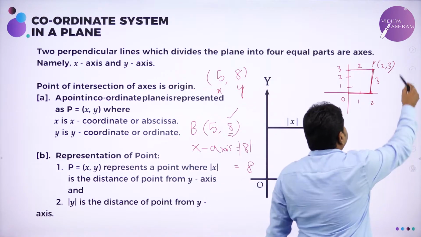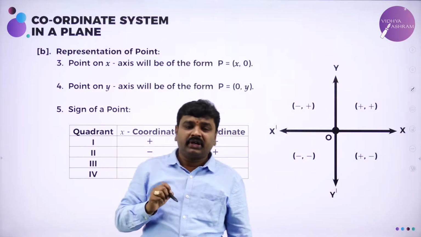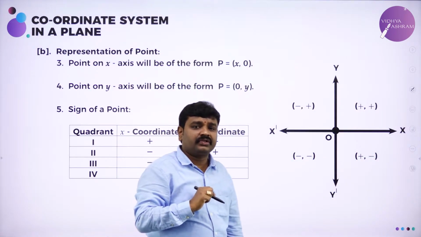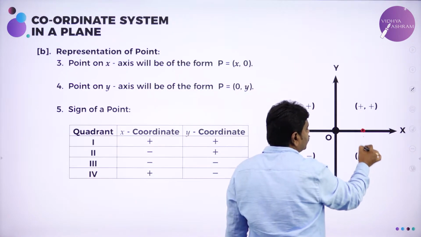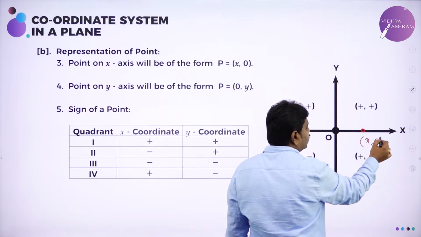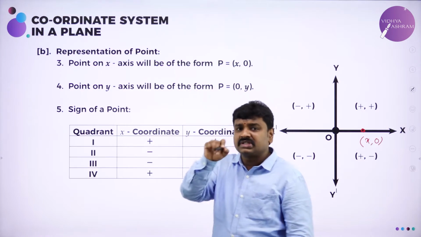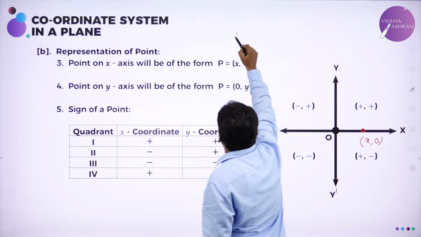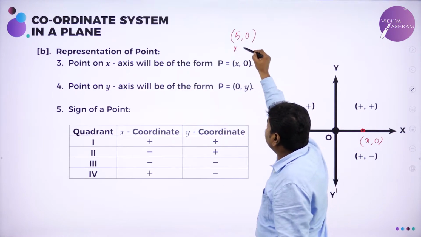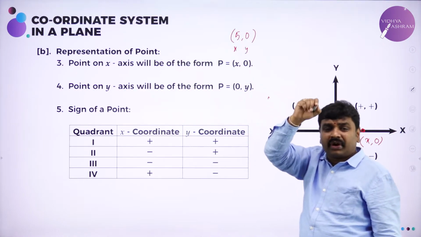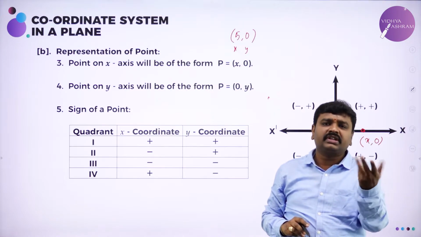Now, quadrant system. If I write any point, some special points we'll discuss. First, a point on the x axis. If a point is on the x axis, it will be in the form x comma 0. If a point is on the x axis, it will be in what form? X comma 0. Means if I want you to represent 5 comma 0, you know the x value is there, but the y value is what? 0. If the y value of the point is 0, it is on the x axis.